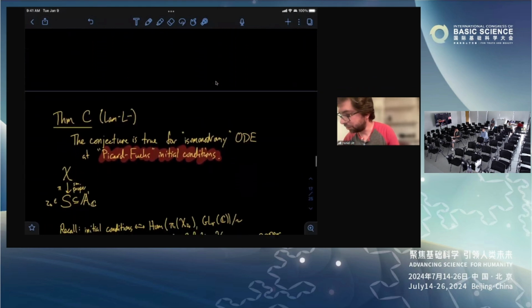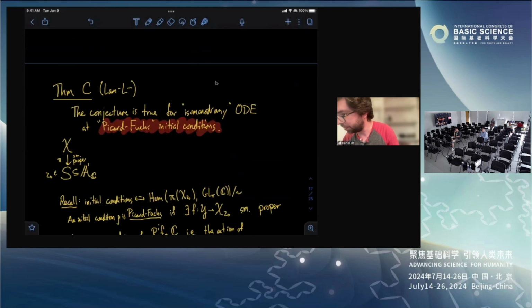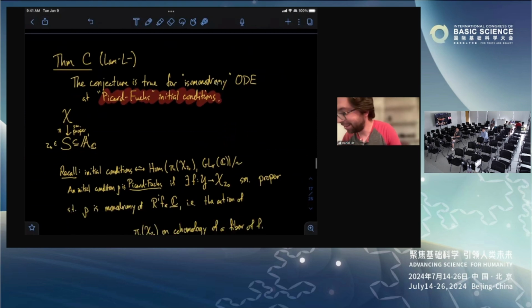Okay, so let me recall the theorem. The conjecture is that a solution to this ODE is algebraic if and only if its Taylor series expansion has coefficients lying in Z adjoining 1 over n, or maybe more generally, a finitely generated Z-algebra. It's true for these isomonodromy ODE at Picard-Fuchs initial conditions. So I've now hopefully explained to you what isomonodromy ODE are. Now let me explain what a Picard-Fuchs initial condition is. And you've actually seen it already.